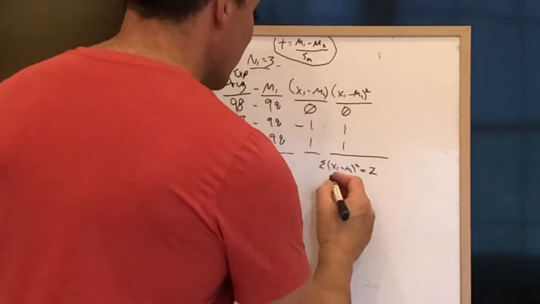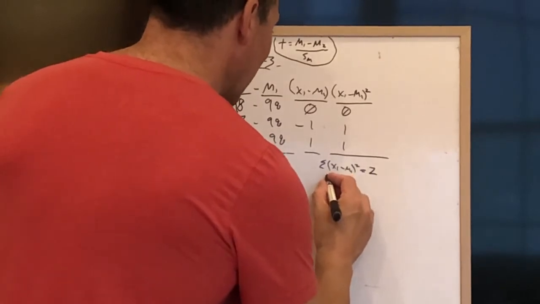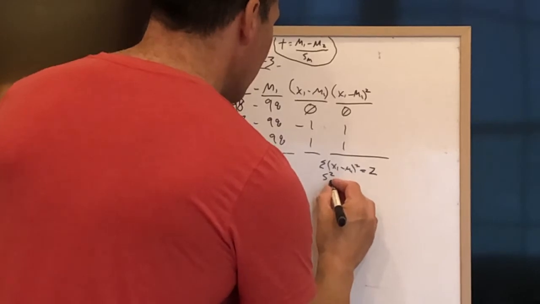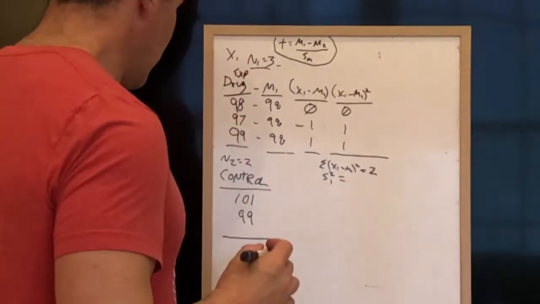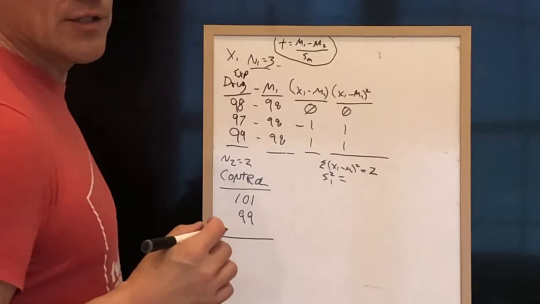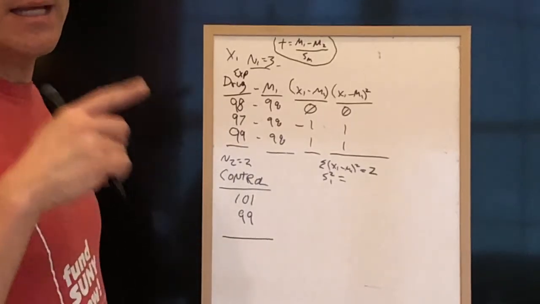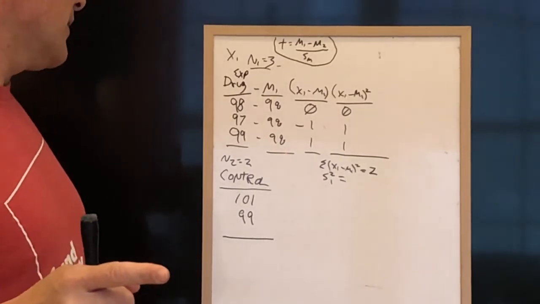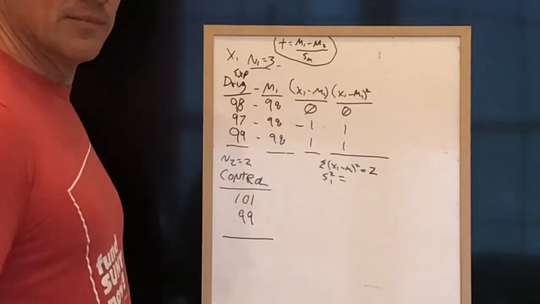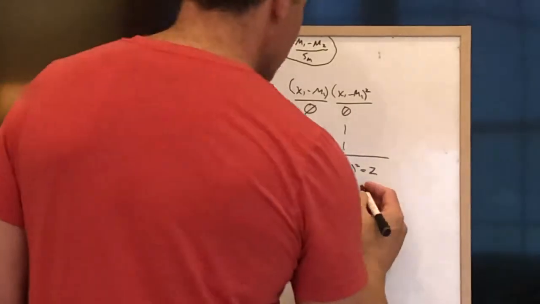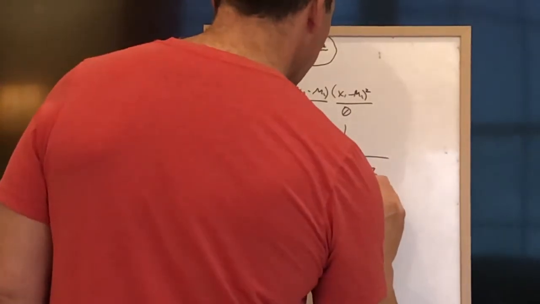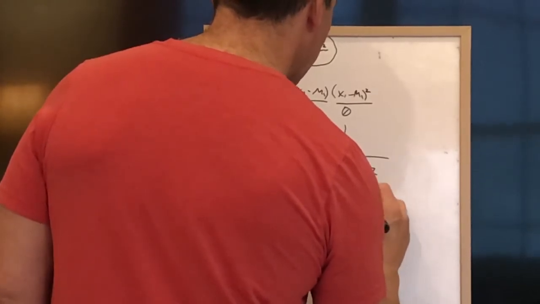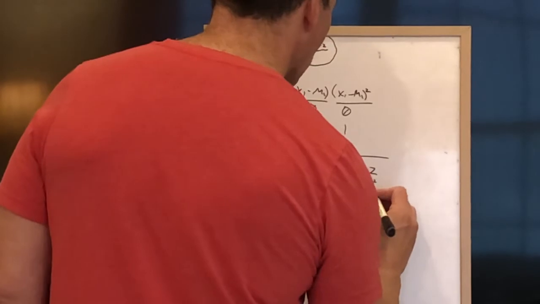Okay, next, we are going to get s squared sub 1, which is our best estimate of the population level variance based on data from sample number 1. s squared sub 1 equals sigma x1 minus m1 squared divided by n1 minus 1.